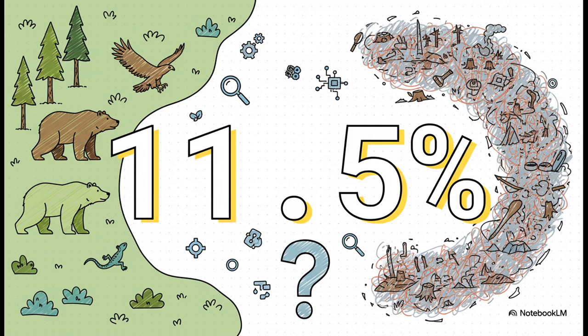11.5%. That's it. That is the percentage of our planet's land that's currently set aside in preserves to protect all the different species out there. So as you learn about all the pressures that life on Earth is facing, you'll be able to ask that critical question: is this enough?